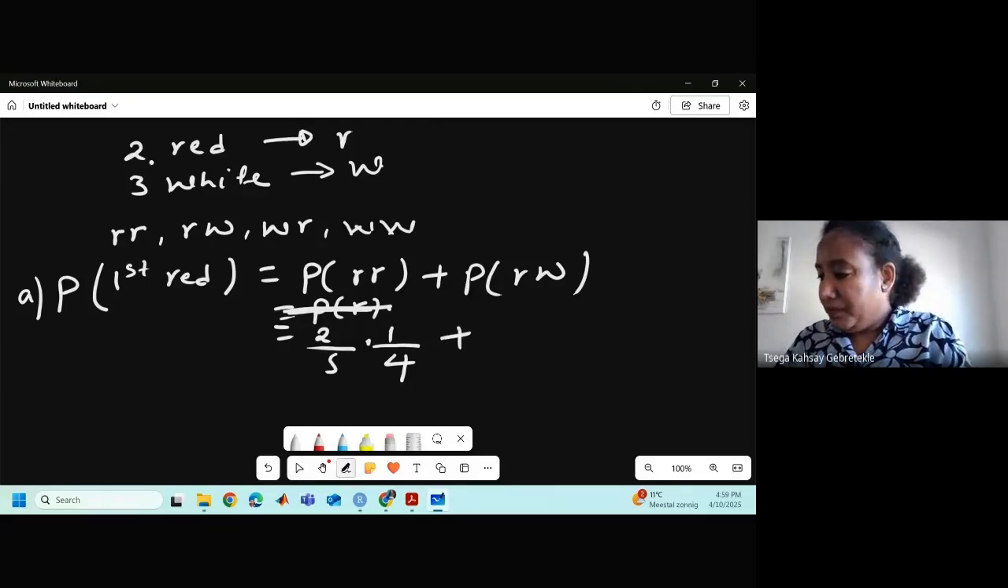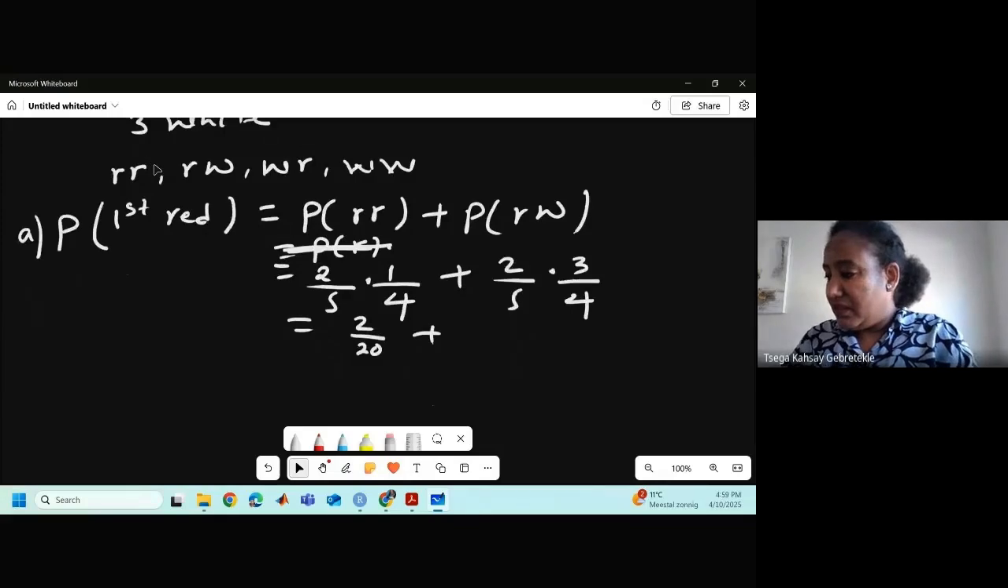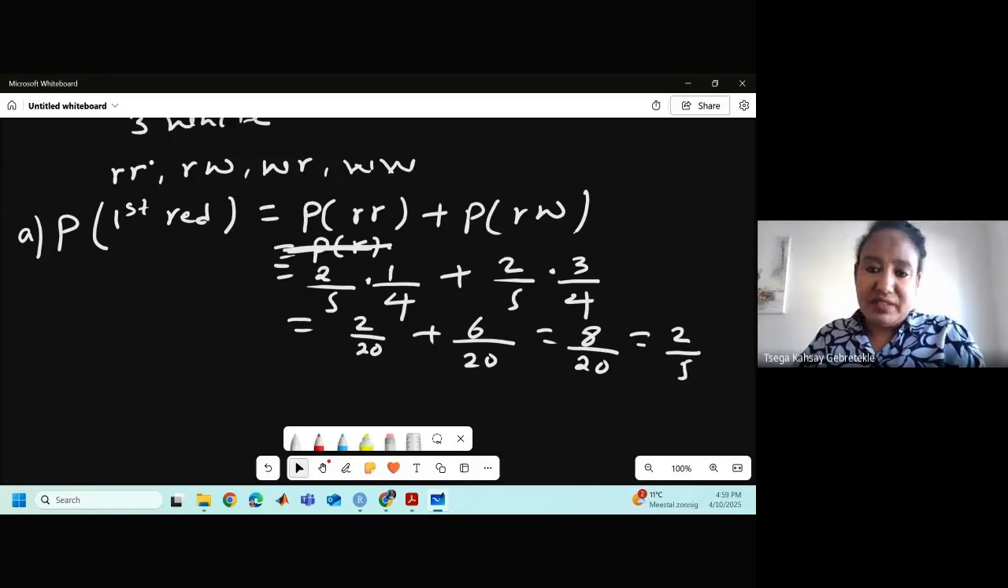Plus, here, 2/5 times W. So W is 3, divided by 4. And then you add this. So this is 2 over 20 plus 6 over 20. And this is 8 over 20. And this is by 4, 2 by 4, 5. And 2 over 5 is 0.4. So the result will be 0.4.